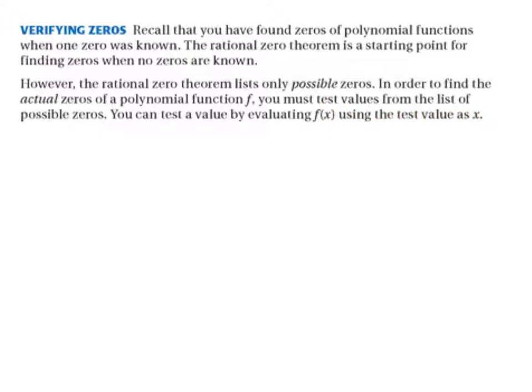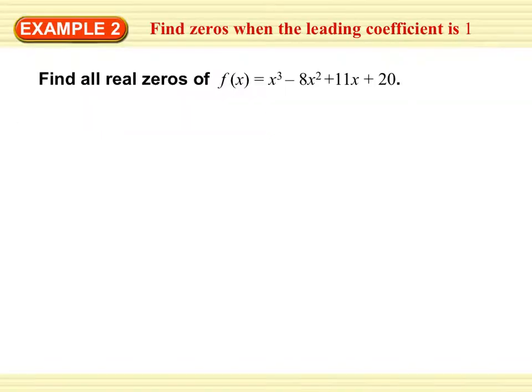Remember, we learned how to evaluate using synthetic division. And if we got a remainder of 0, it is a solution. If we did not get a remainder of 0, it's not a solution. So let's practice. Find the zeros when the leading coefficient is 1. So first let's list our possible zeros.